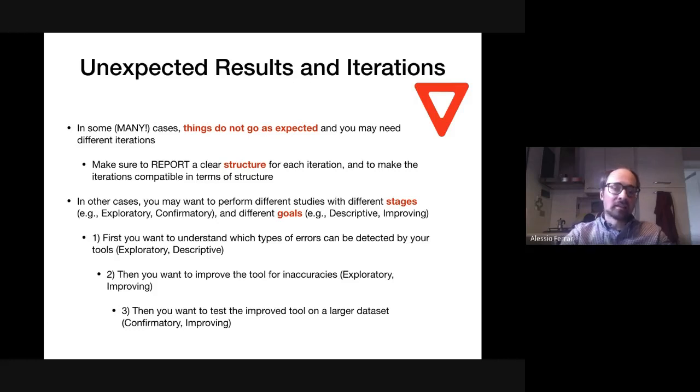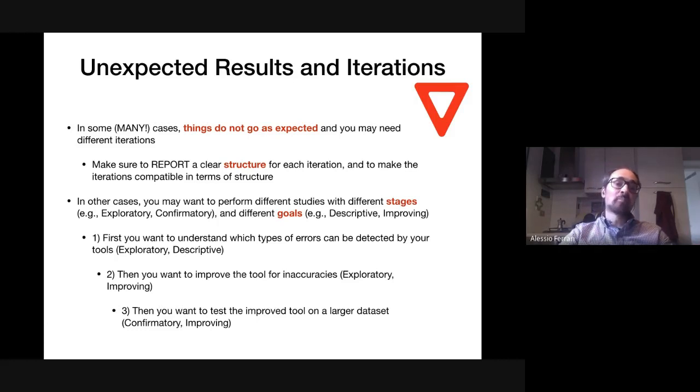Or if they are relevant iterations, so change of directions, you need to make sure that you separate clearly this iteration. For example, this iteration may be due actually to some unexpected result, but in this case you need to make clear that you have reported a clear structure of each iteration, and they should be compatible in terms of structure. We'll see an example in the next slides.